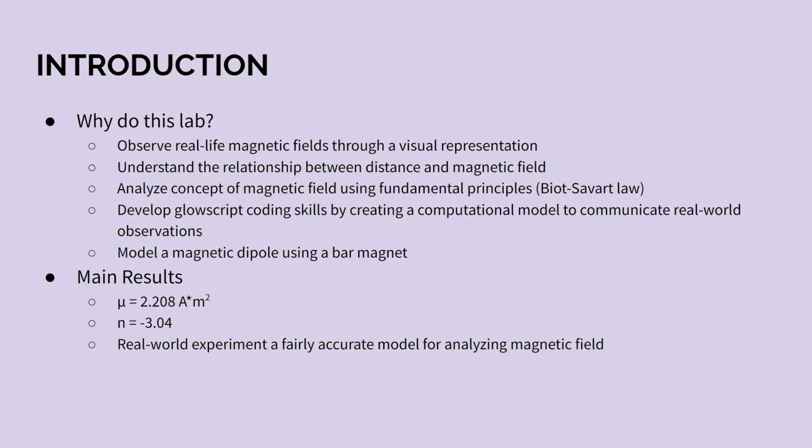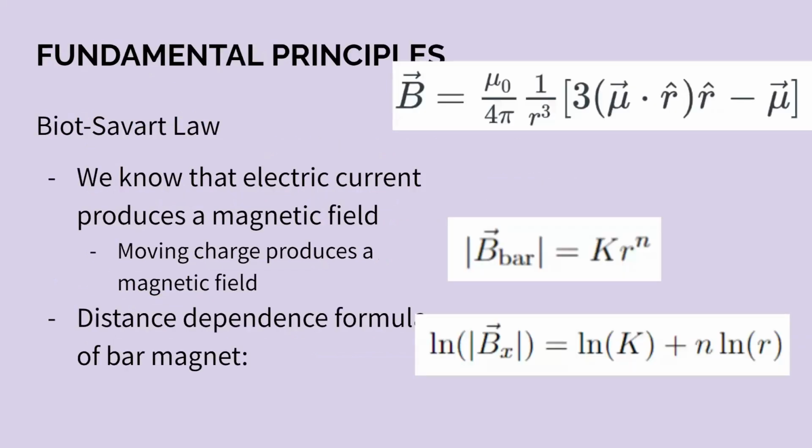And the main results of this is I found mu to equal 2.208 amps meters squared, and n, which we'll discuss later, is negative 3.04. And what we really found is that the real-world experiment is a fairly accurate model for analyzing the magnetic field, this experiment in general. So the fundamental principle that we really need to know is the Biot-Savart law.